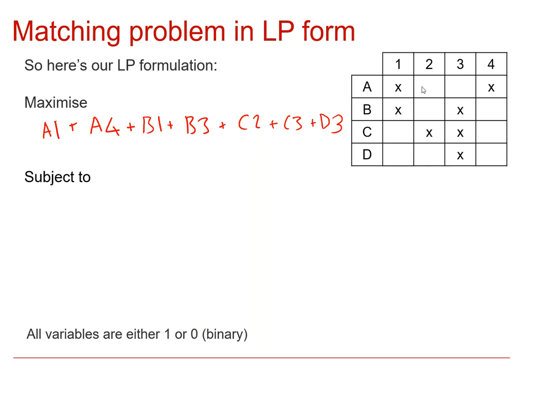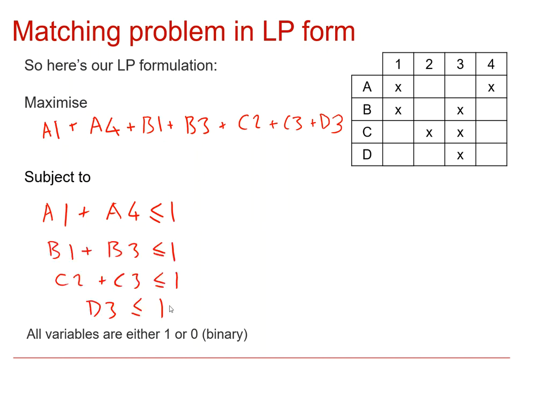So firstly, looking along the rows, we've got A1, A4. We can have at most one of those, so that means that A1 plus A4 must be less than or equal to 1. We'll do the same thing for the other rows, like so. Notice we have this one at the bottom because there's only the one cross in this row anyway, but we'll still include that constraint, D3 less than or equal to 1.